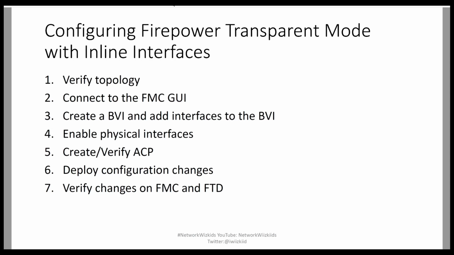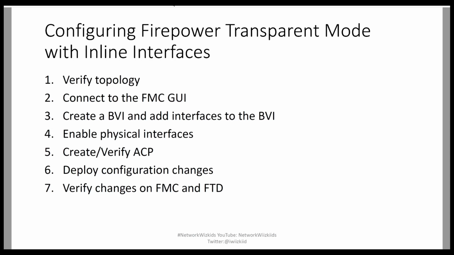Before deploying, we need to enable physical interfaces, so we need to turn them on essentially. And then number 5, I've got create and verify the access control policies. So I've put that within these steps so that we can take a look at the access control policies and see how traffic would be permitted from a source to a destination. And we'll take a look at the topology we'll be using in a moment.